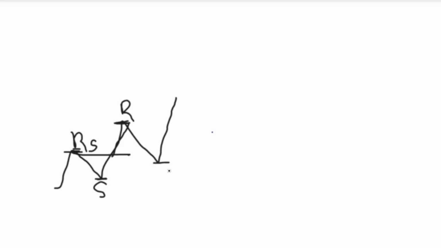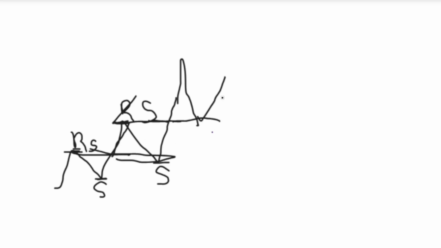Price comes here down to create support. When this resistance is grabbed, it will become a support. Maybe price can come here and then come to this resistance as a support. You can see this resistance is now a support.